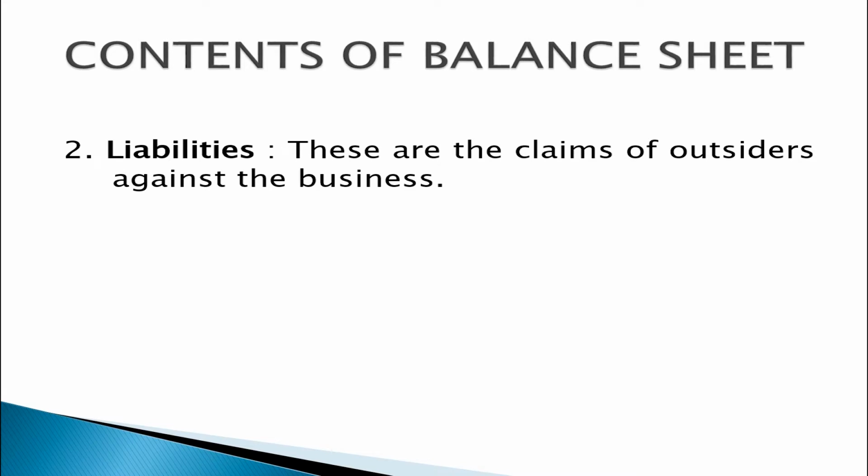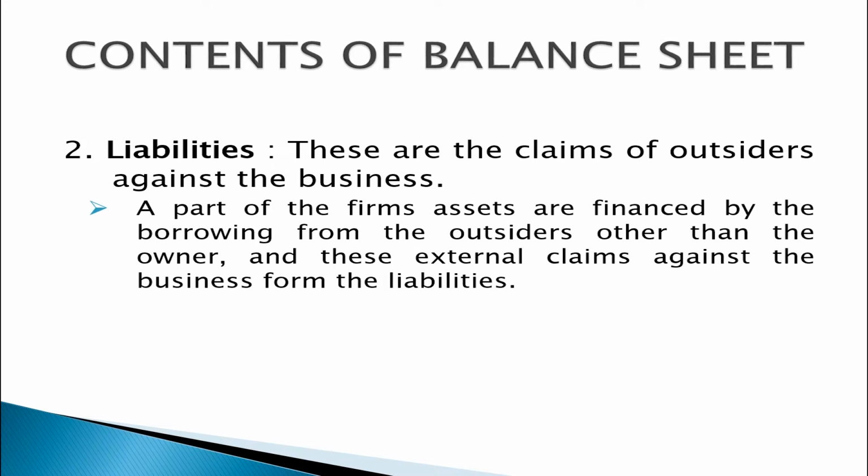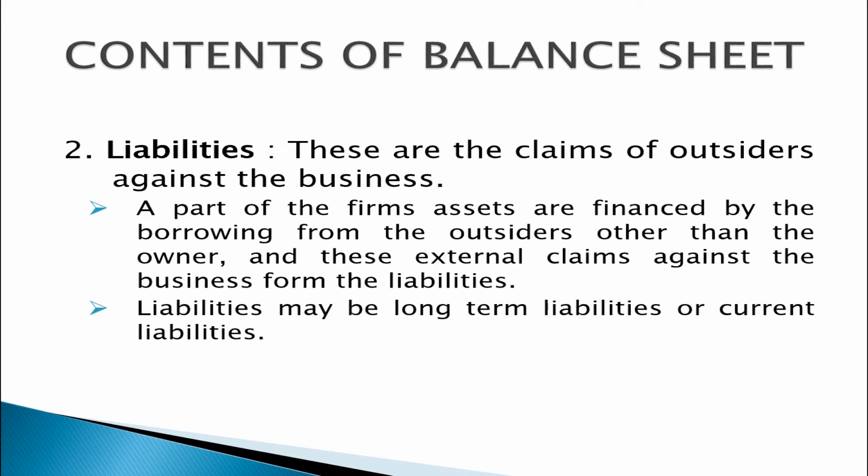Second one is liabilities. These are the claims of outsiders against the business. A part of the firm's assets are financed by the borrowing from the outsiders other than the owner, and these external claims against the business forms the liabilities. Liabilities may be long-term liabilities or current liabilities.